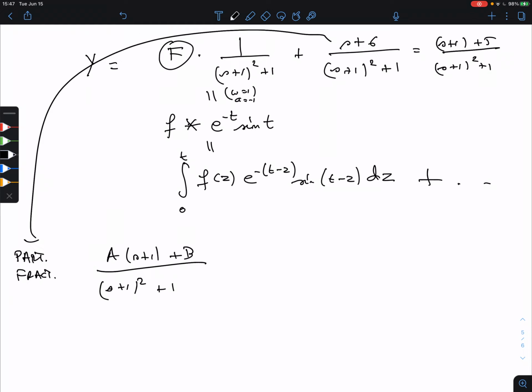And so this therefore splits as s plus 1 over s plus 1 squared plus 1, plus 5 over s plus 1 squared plus 1. And each of these we have to take the inverse Laplace of, right? That's what we're going to write.